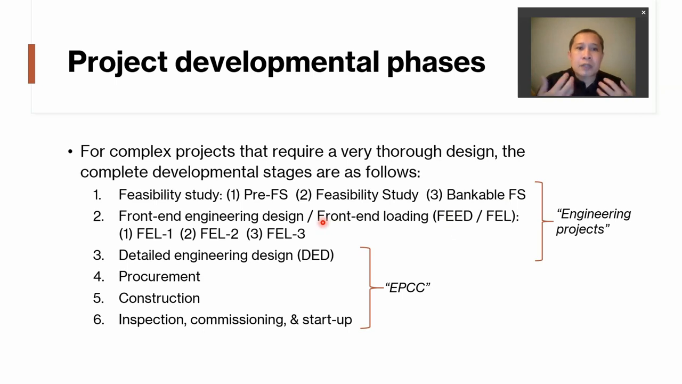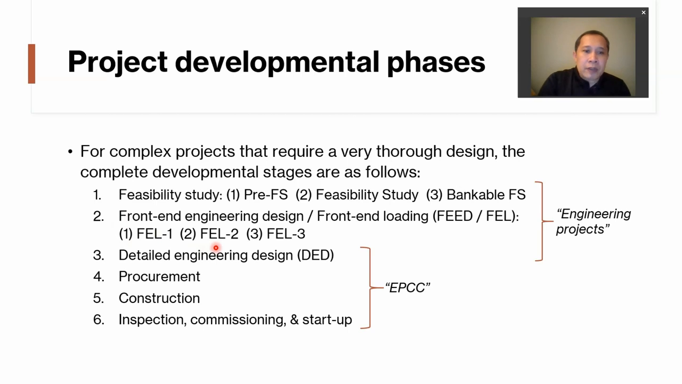Those developmental stages are: one is the feasibility study. Again, this is not an exact science, so some organizations or some references might have different terms, depending on the organization doing the development. Typically, a feasibility study can involve a preliminary FS, the FS itself, and also a bankable FS. Then from the feasibility study stage, we go through front-end engineering design, abbreviated as FEED. It's also called front-end loading, or FEL. And FEL, again, is split into 3 different sub-stages, so to speak: FEL 1, 2, and 3.